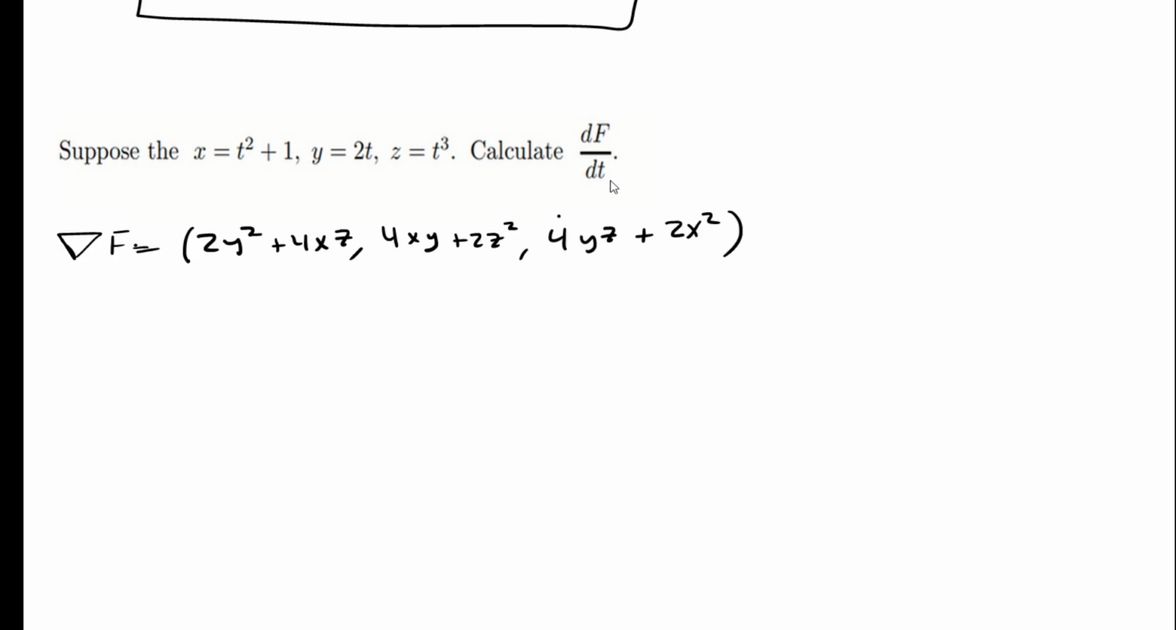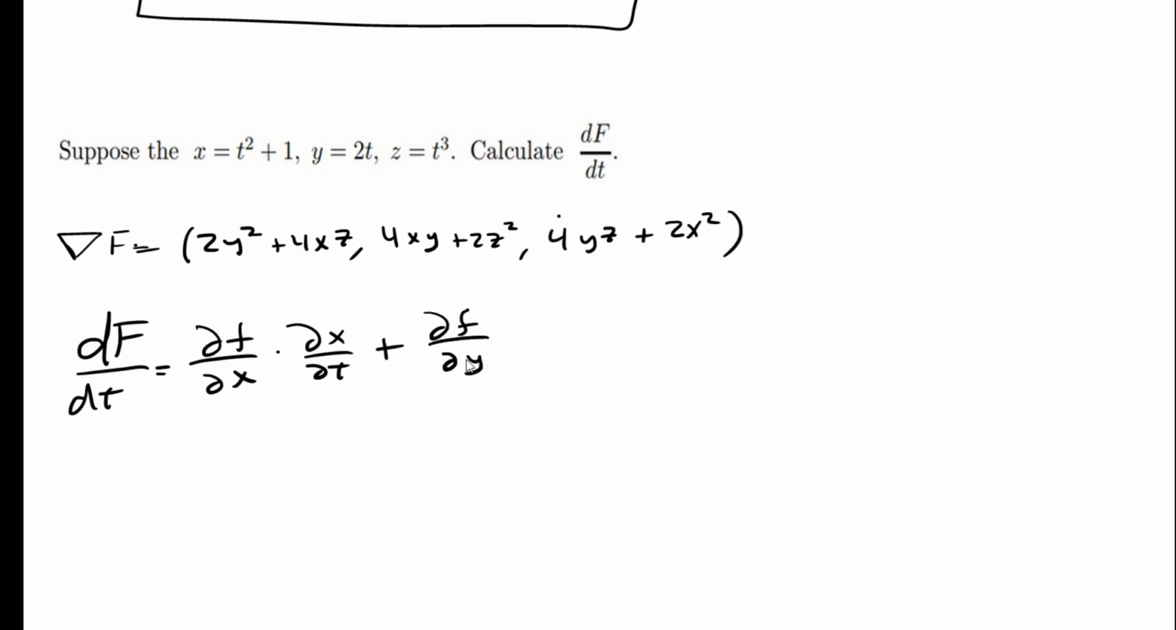Okay, so calculate df dt. That's going to be df dx times dx dt plus df dy times dy dt plus df dz times dz dt. I guess this should be a full derivative because these are only functions of one variable. It makes no difference when you're actually computing it though.